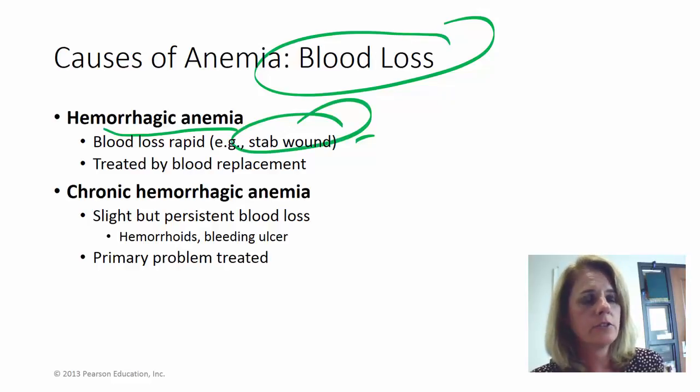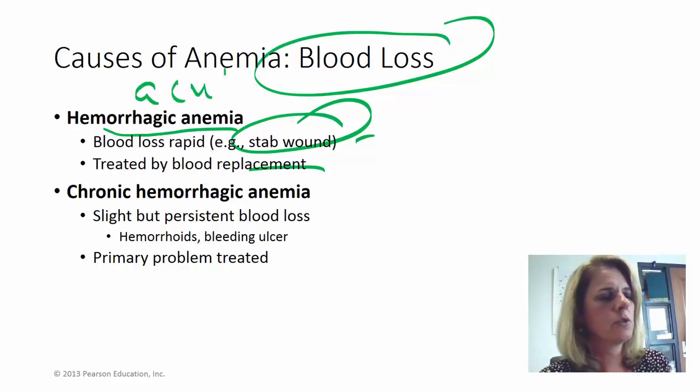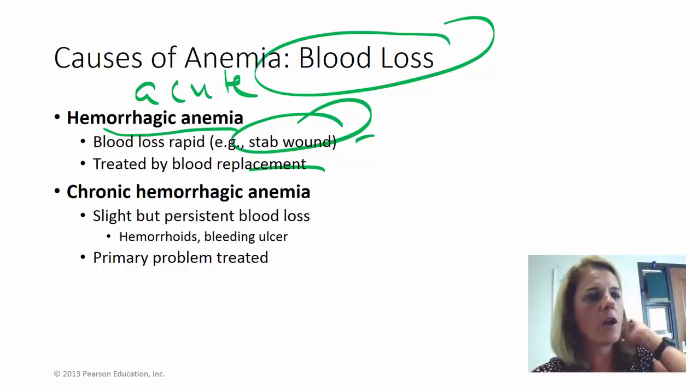Okay, so usually you're going to need a transfusion. You go to the ER, go to the trauma unit, and they give you blood to replace the blood that you've lost. Well, first of all, they stop the bleeding and they hopefully sew you up, and then they give you a transfusion. Now, chronic, so this would be acute. So acute means short term, okay? The other one is chronic, all right?